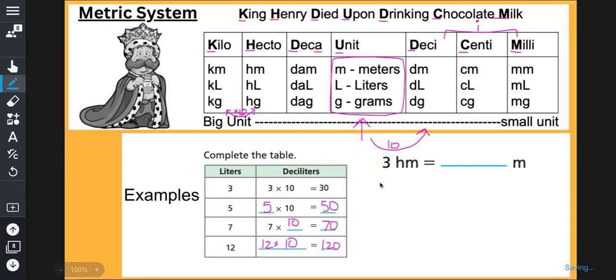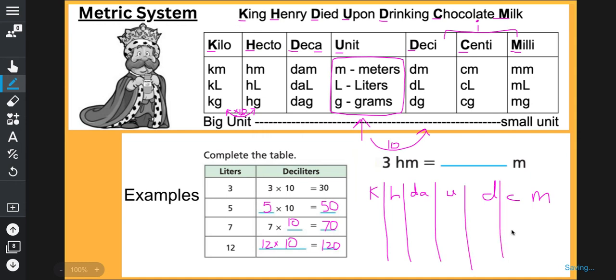Another way that we can do conversions is by using the chart. King Henry died upon drinking chocolate milk. And then I draw lines, and I do a big chart like this if I'm going to be doing this unit, and then I just keep putting everything on the same chart. So when you take your pre-test, post-test, any unit work, having the chart made, and then using it for every problem. So in this problem, I have 3 HM.